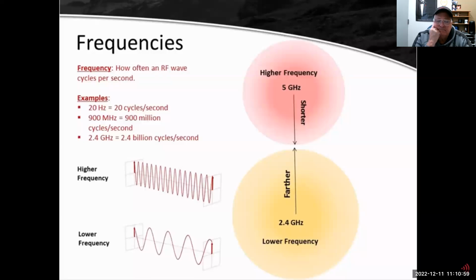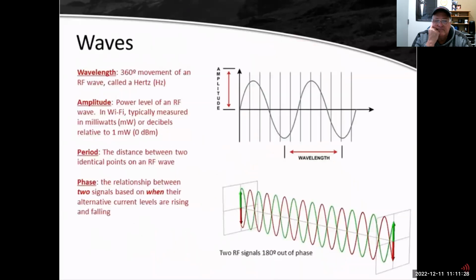So the first thing to realize is that the frequencies matter. The frequency is really just how often an RF wave cycles per second. So how many waves per second are we creating? 20 hertz would be 20 cycles, 900 megahertz would be 900 million cycles, 2.4 gigahertz is 2.4 billion cycles per second. So higher frequency waves have shorter wavelengths and lower frequency waves have longer wavelengths.